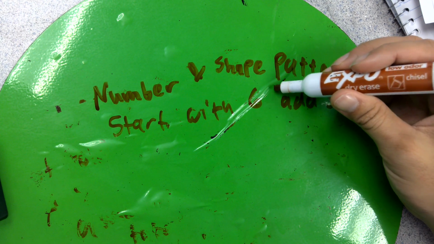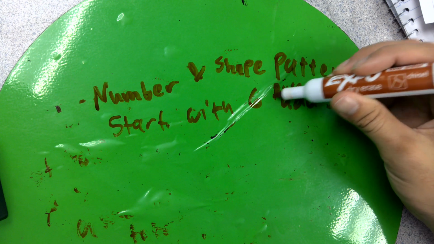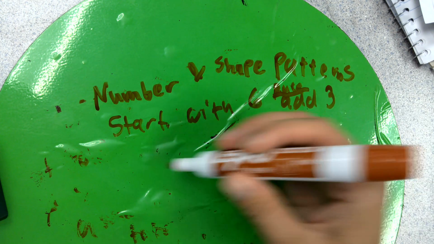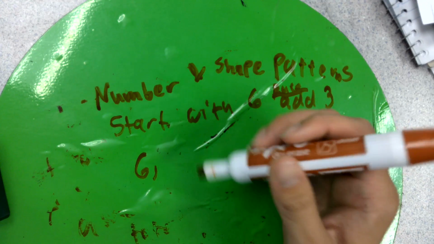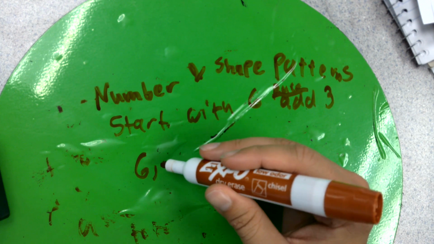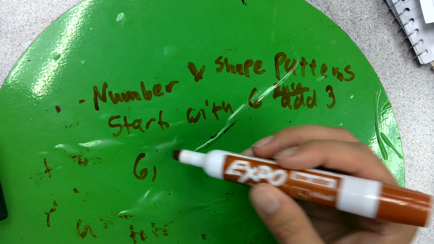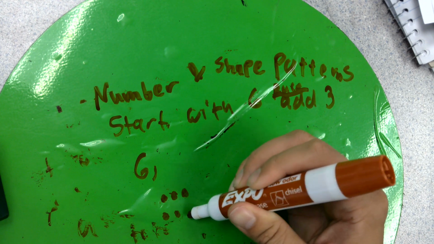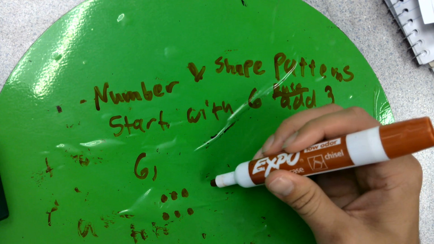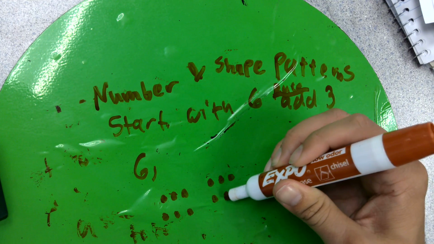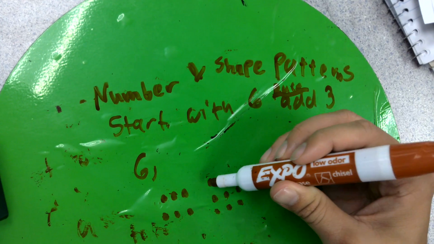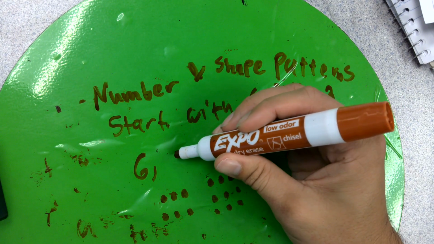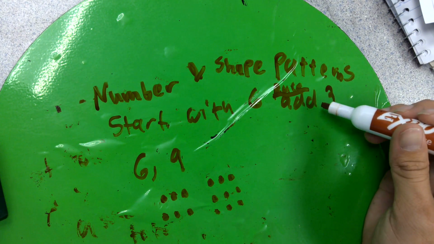So to create a pattern that way is we start with 6, and for each one we have to make sure that we are adding 3. So the next number, if we add 3, so if I have 6, I'm just going to add 3 more to the next number. And that means I have 1, 2, 3, 4, 5, 6, 7, 8, 9. So the next number in my pattern is 9, and I'm going to keep following that rule.